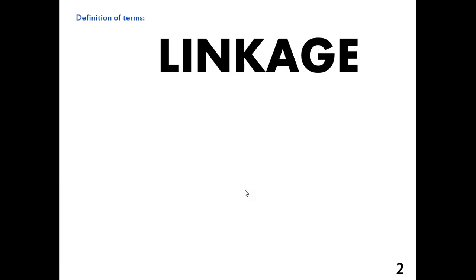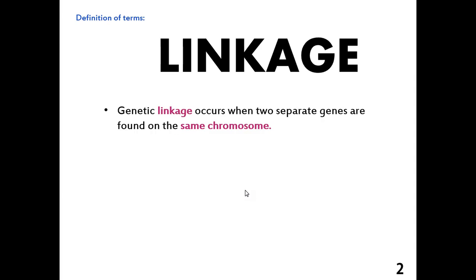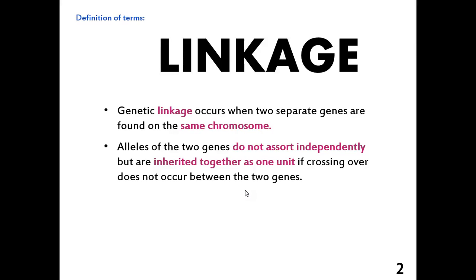So what's the definition for linkage? As mentioned previously, linkage itself is a phenomenon observed when we are looking at 2 different genes that are found on the same chromosome. When they are found on the same chromosome, the implication is that the alleles of these 2 genes do not assort independently from one another. Rather, they are inherited together as one unit if crossing over does not occur.